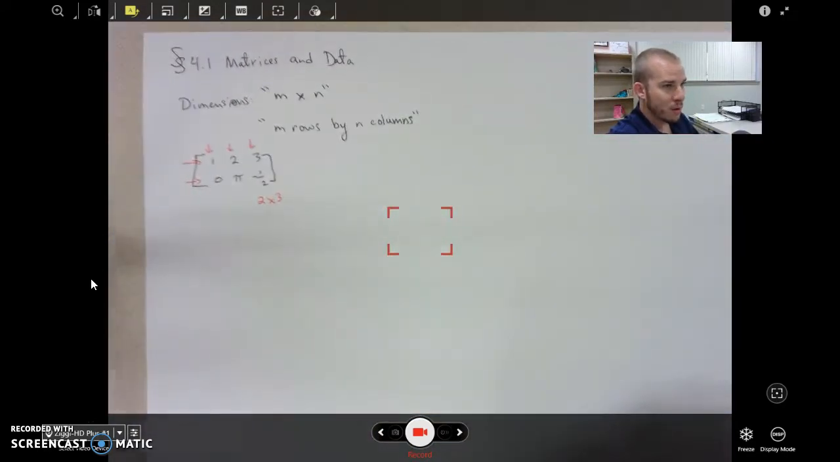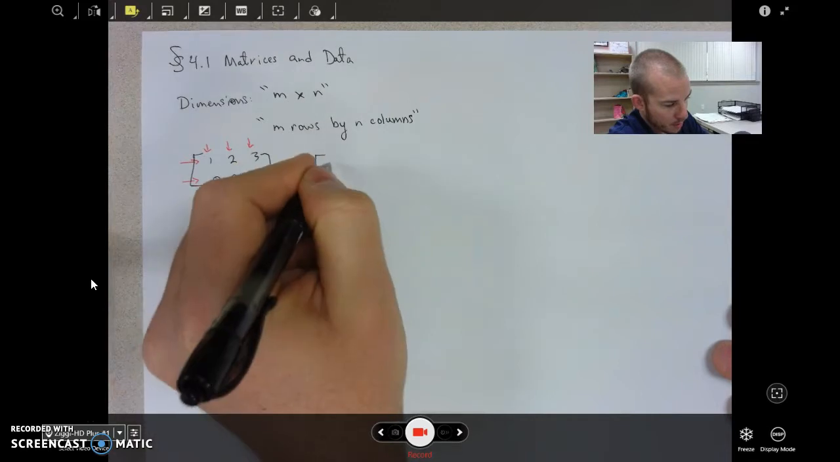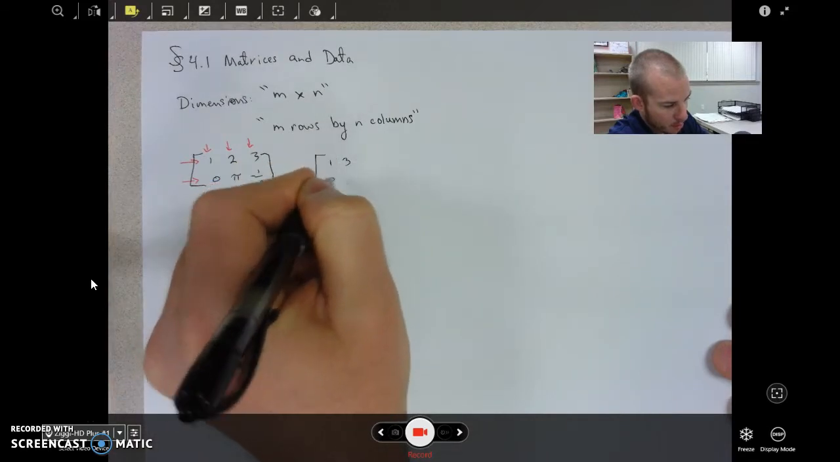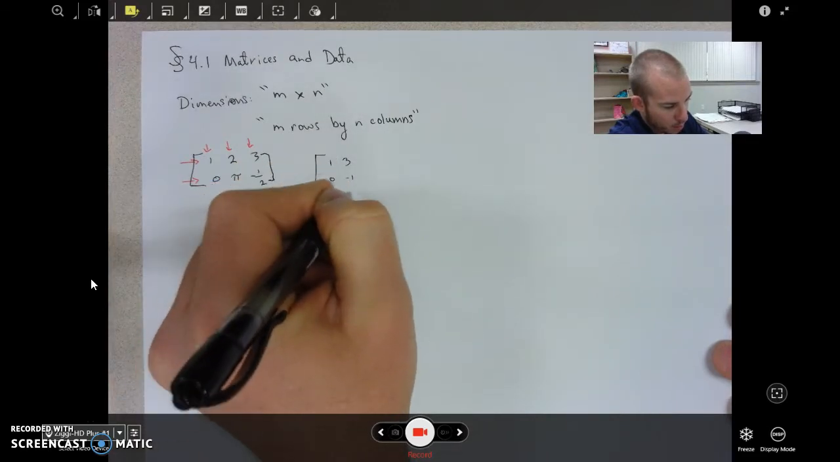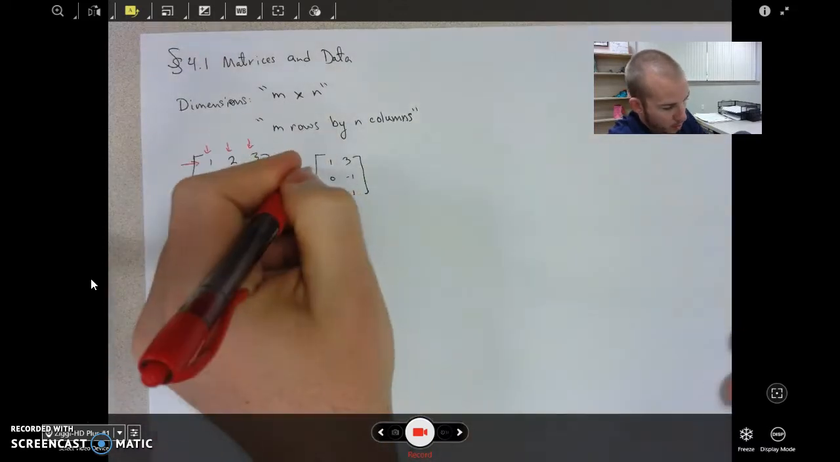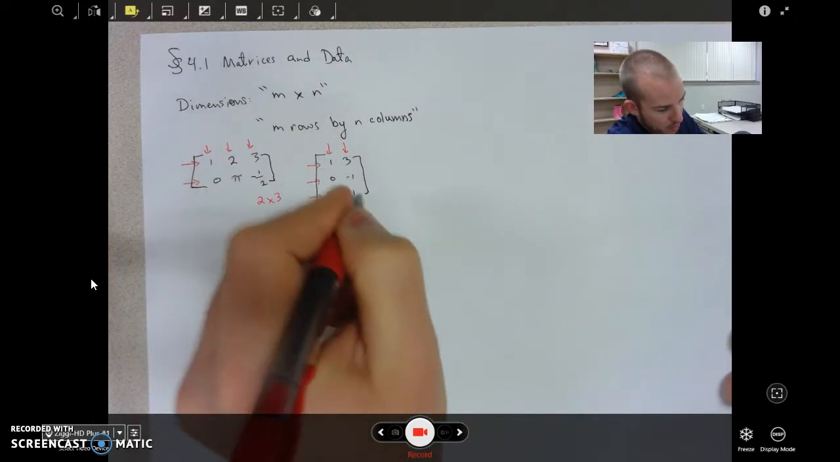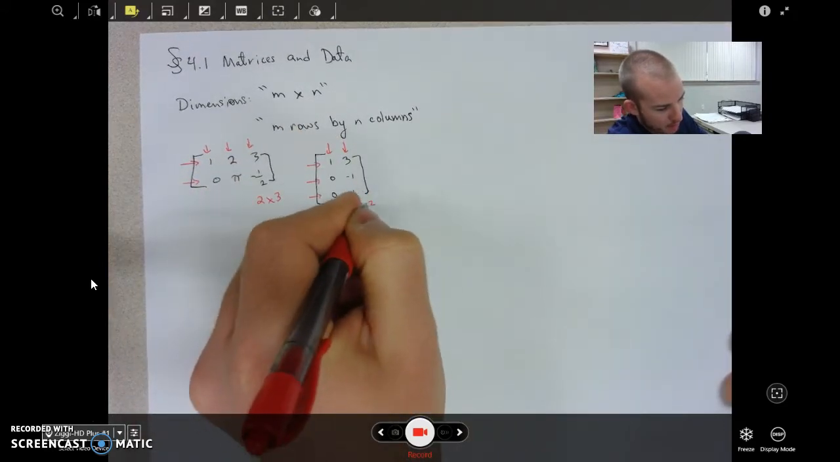So this is a 2 by 3 matrix. 2 rows, 3 columns. Let's do another example. Let's do this one here. 1, 3, 0, negative 1, 0, 1. Well, how many rows are there in this matrix? 1, 2, 3. And how many columns? 1, 2. So this is a 3 by 2 matrix.